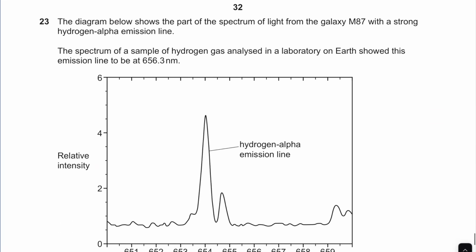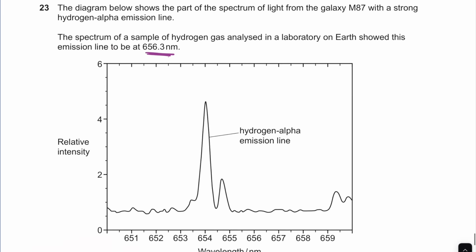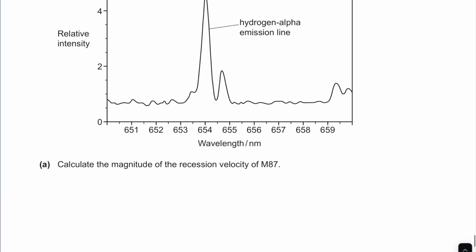Question 23. The diagram shows the spectrum of light from galaxy M87 with a hydrogen alpha emission line. The spectrum of a sample of hydrogen gas analyzed in a lab on Earth showed this emission to be at 656.3 nanometers. Okay, and we've been given this graph, and we need to work out the magnitude of the recession velocity of M87.